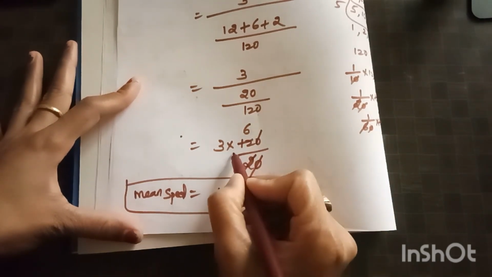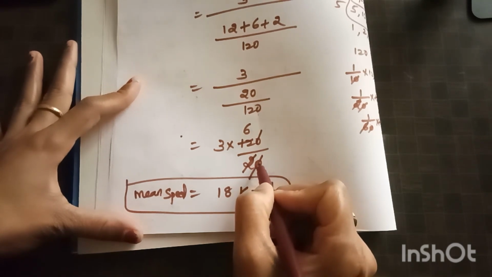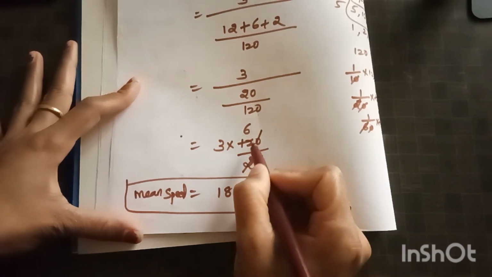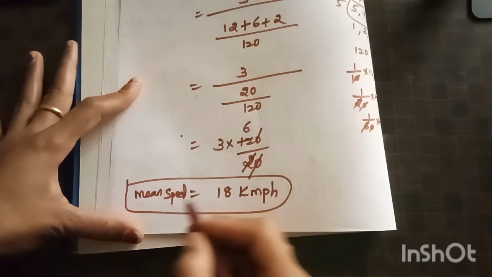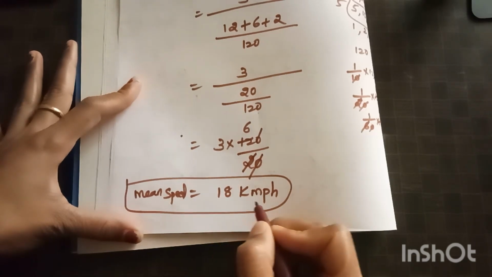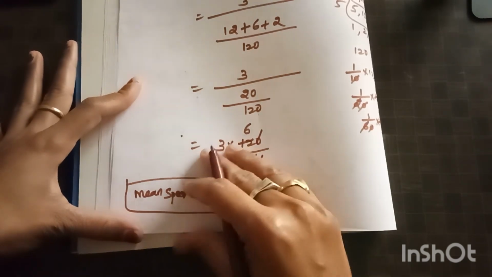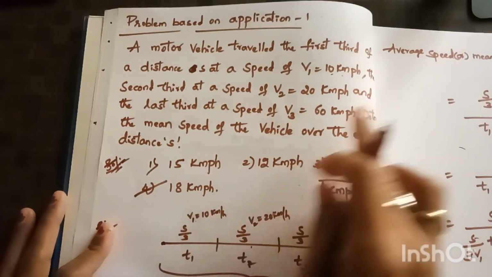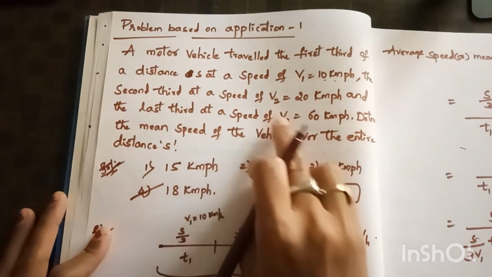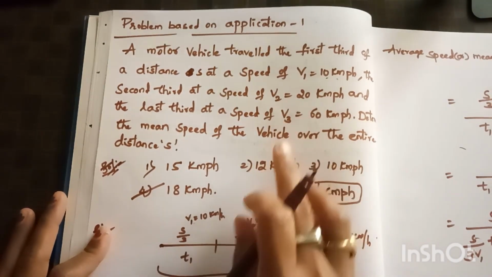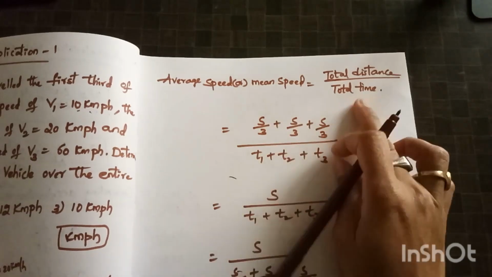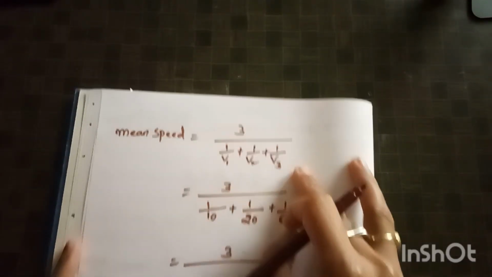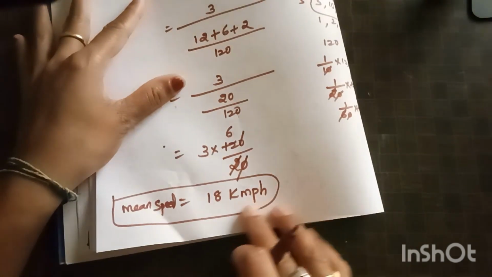We get 3 into 120 by 20. The zeros will be cancelled. 2 1s are 2, 2 6s are 12, so 6 3s are 18. So mean speed is equal to 18 km per hour, and the answer will be option 4. So when speeds V1, V2, V3 are given, the given term should be converted into V1, V2 and V3. By substituting the values, we get the answer.